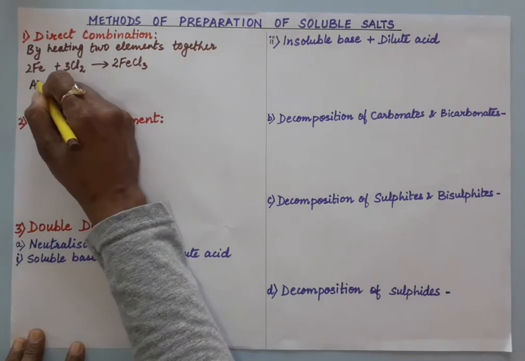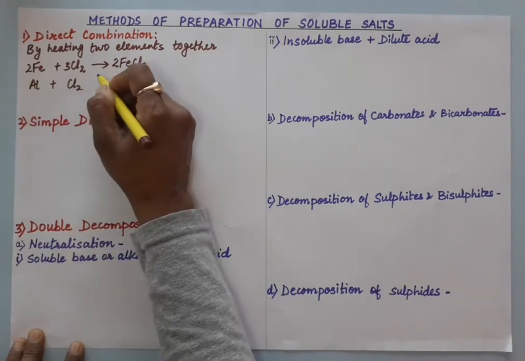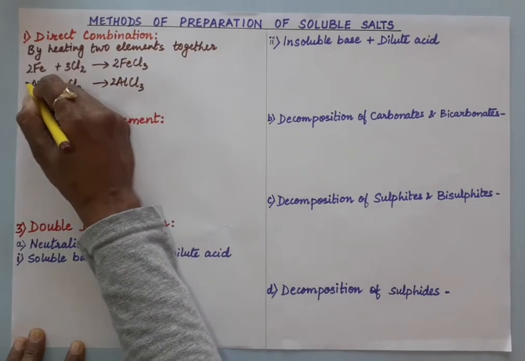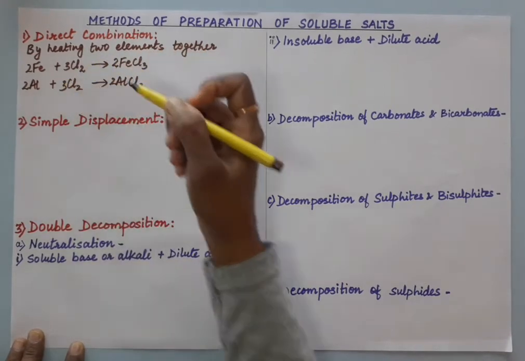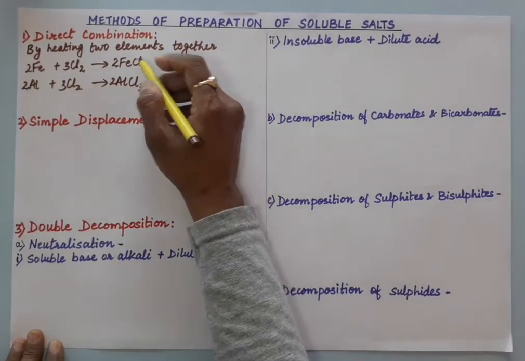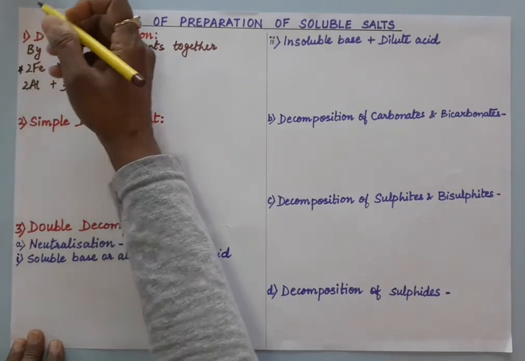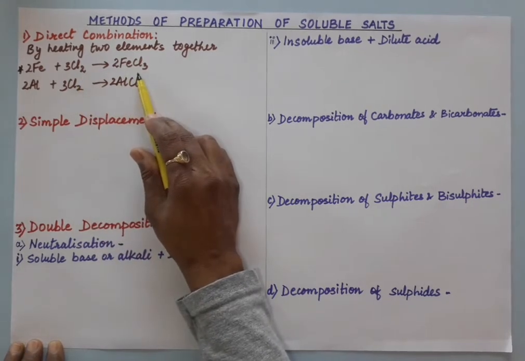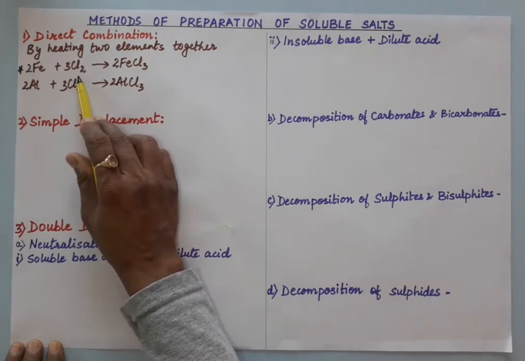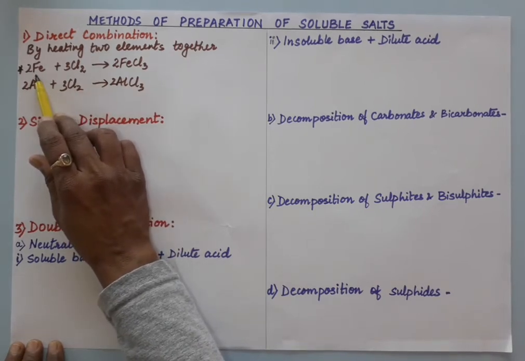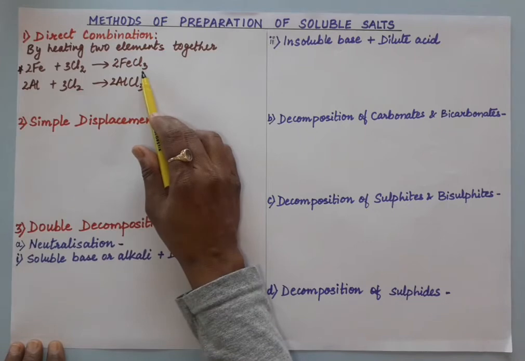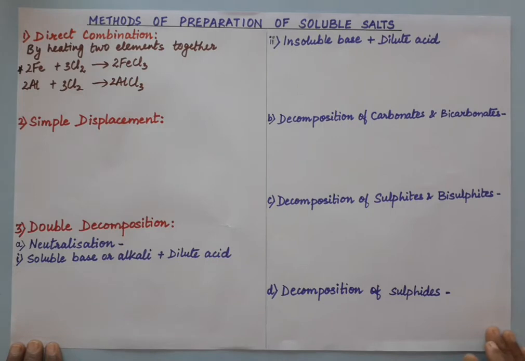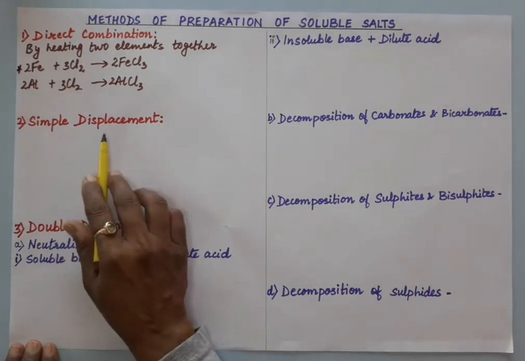Another example is aluminium, when it reacts with chlorine we get aluminium chloride, AlCl3. Now according to the ICSE syllabus, this is a very important reaction, Fe plus Cl2 gives FeCl3. Chlorine being a strong oxidizing agent oxidizes iron completely and helps it to lose all 3 electrons, and the final product will be with higher valency. So ferric chloride is always prepared by direct combination and ferrous chloride is prepared by simple displacement.